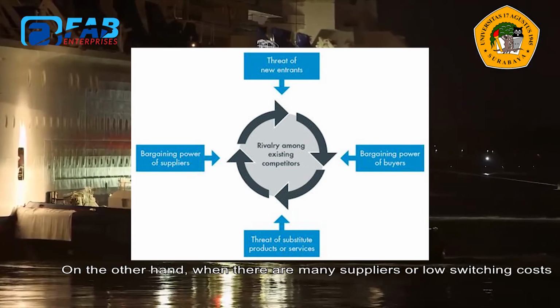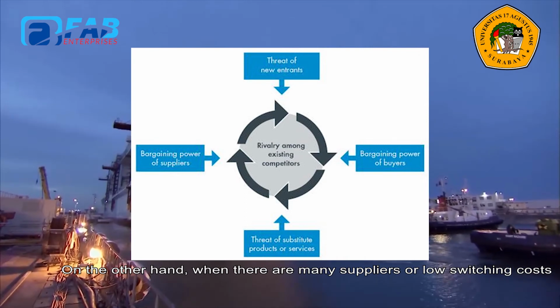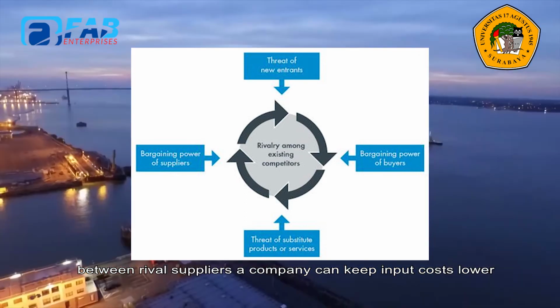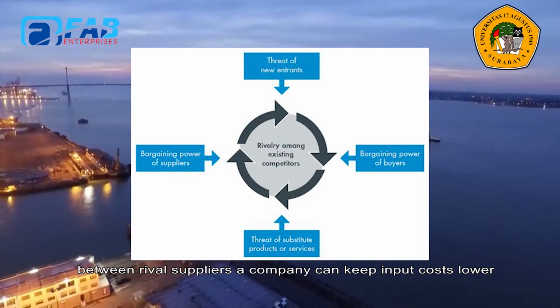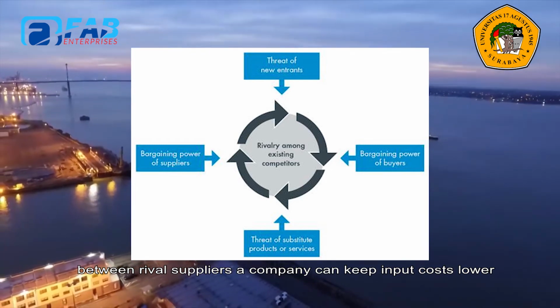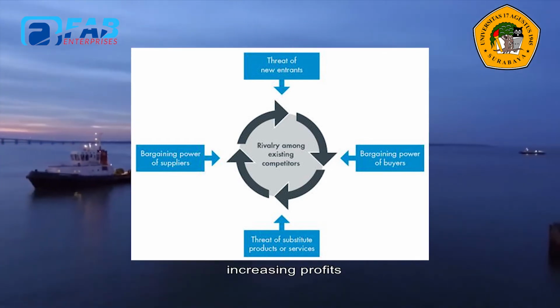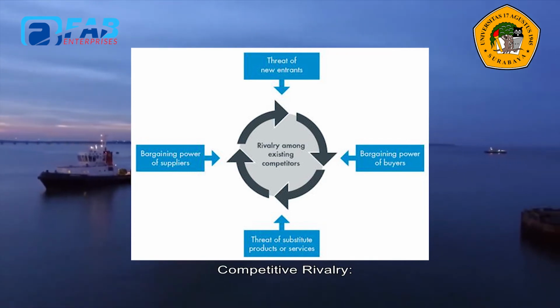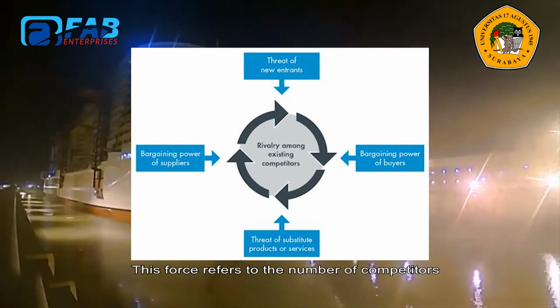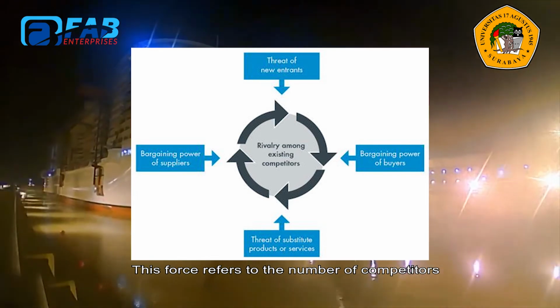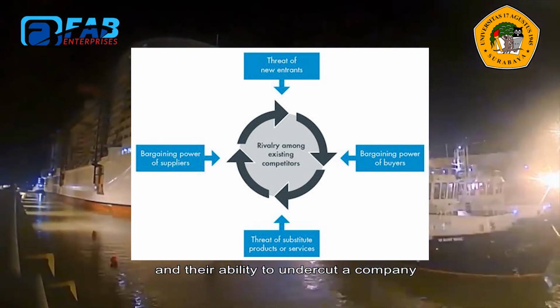On the other hand, when there are many suppliers or low switching costs between rival suppliers, a company can keep input costs lower, increasing profits. Competitive rivalry. This force refers to the number of competitors and their ability to undercut a company.